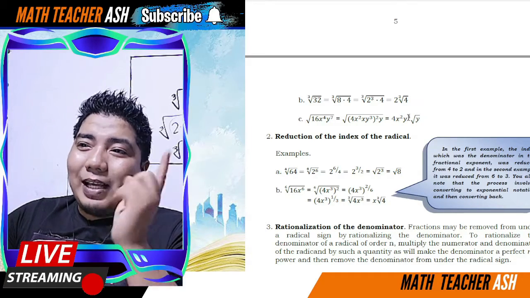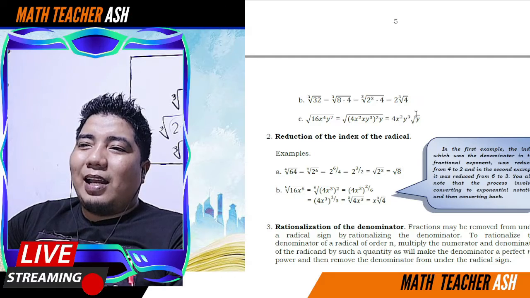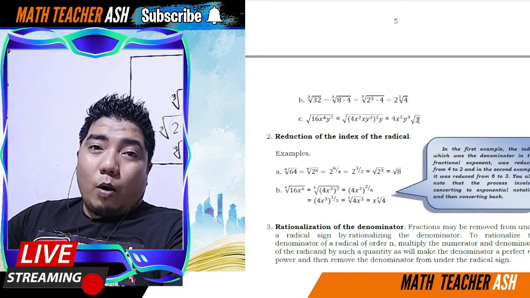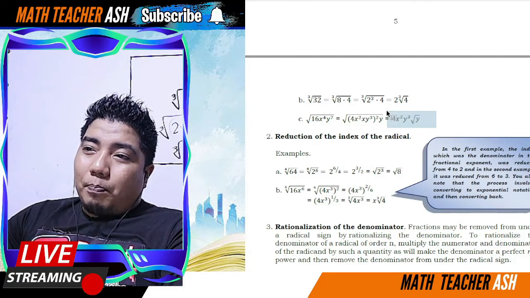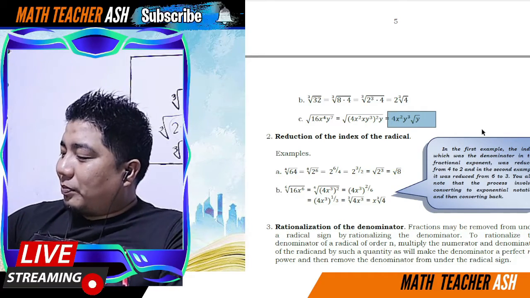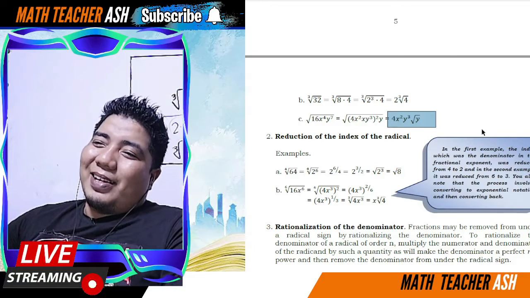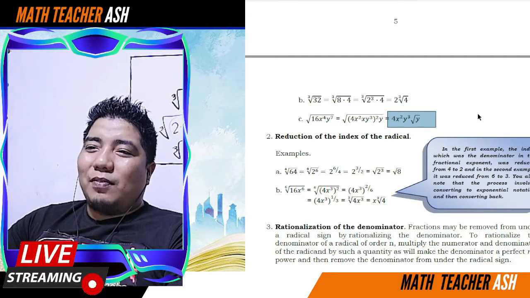And then, yung sobrang isa, ipapaiwan natin sa loob ng radical sign. So, we still copy the square root symbol, and then we put our sobra na y without the square root. So, that is your final answer. Okay, napakadali lang, my dear math, right? Okay, so now let us go to the reduction of the index of the radical.